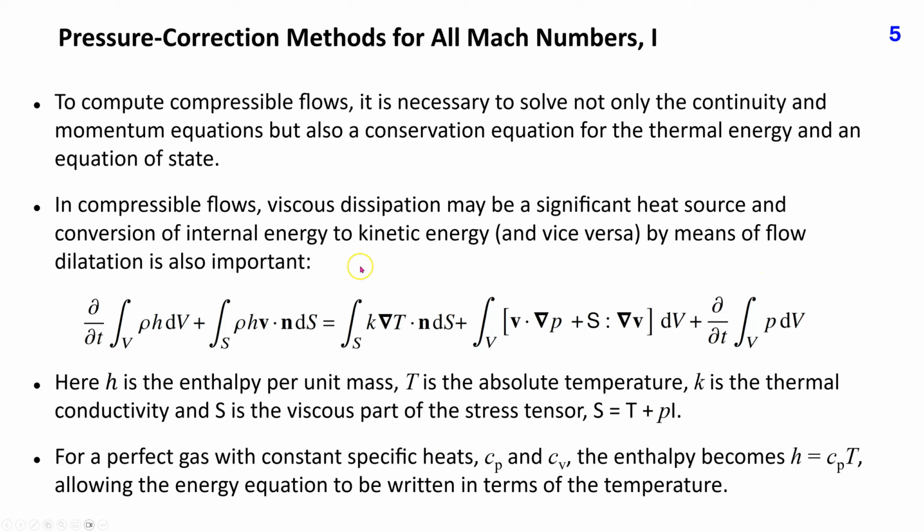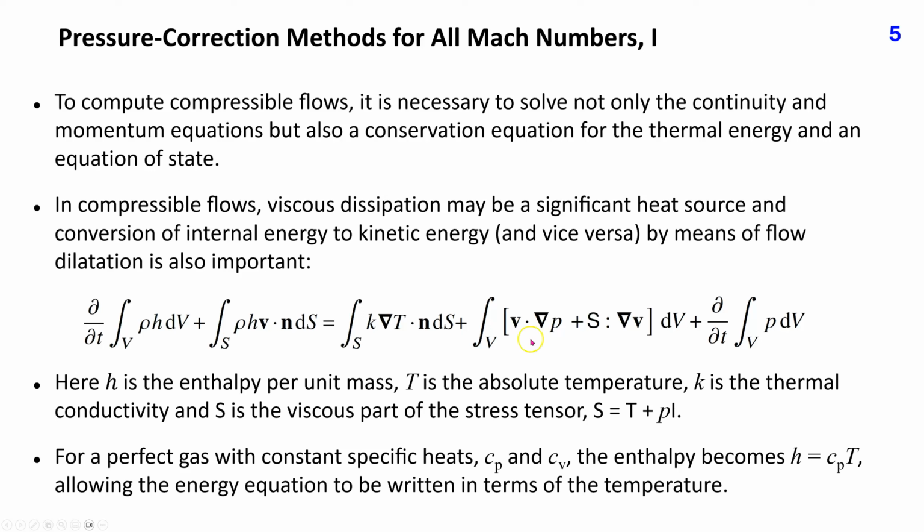The complete energy equation has the following form. On the left-hand side, we have the rate of change of enthalpy per unit mass, h, in the control volume and its convection flux through the control volume surface. The first term on the right-hand side is the conduction defined by the Fourier law, that is, by the product of the thermal conductivity k and the gradient of the absolute temperature T.